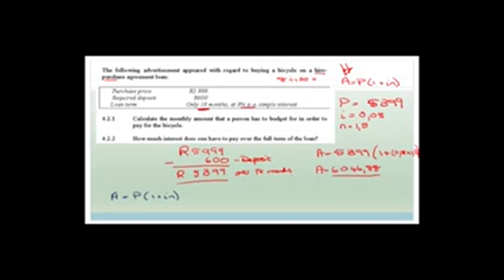We now can divide that by 18. If we divide that by 18, we can see the monthly repayments are 335 rand and 94 cents. So that is 335 rand and 94 cents.